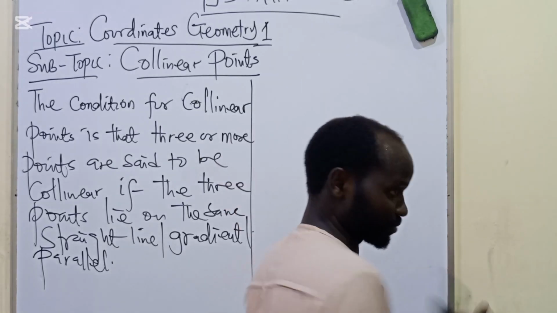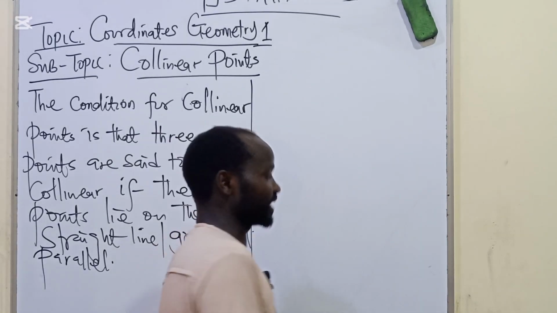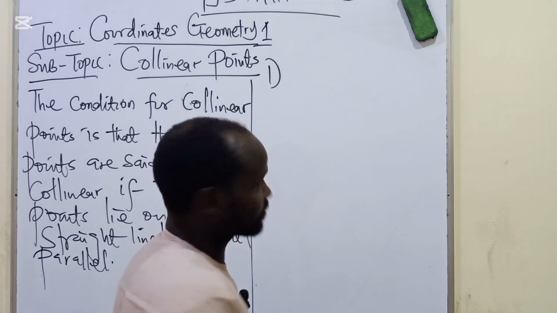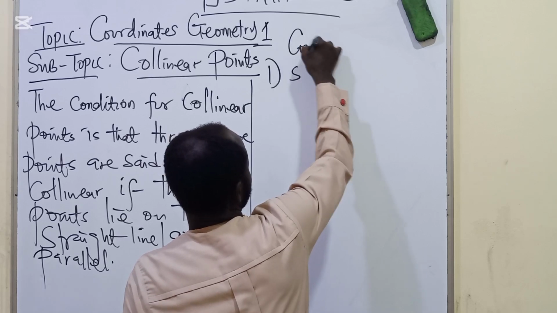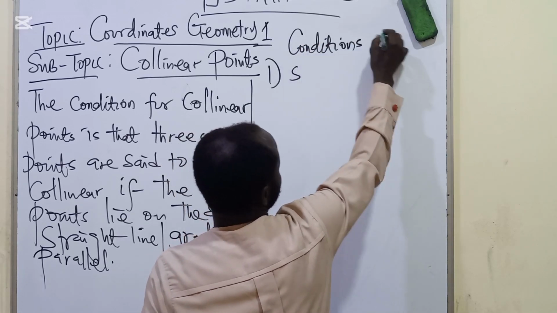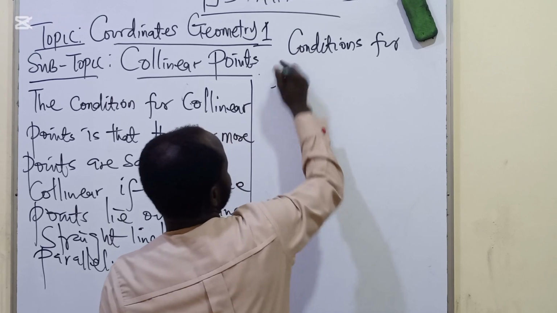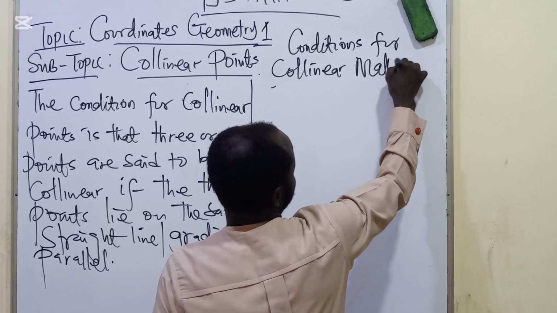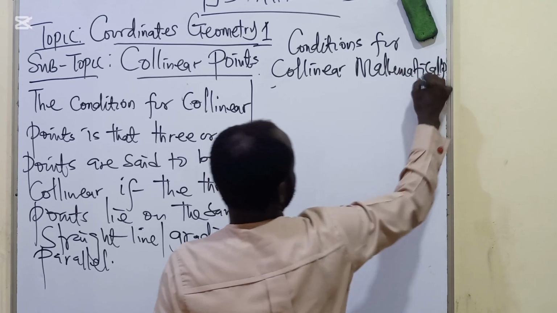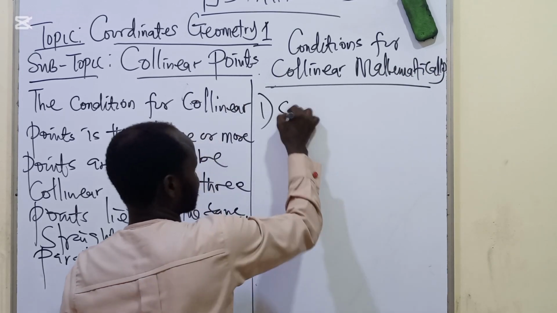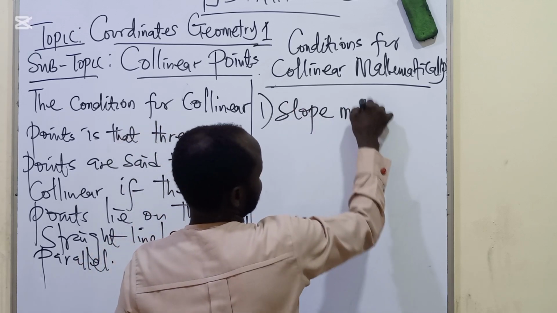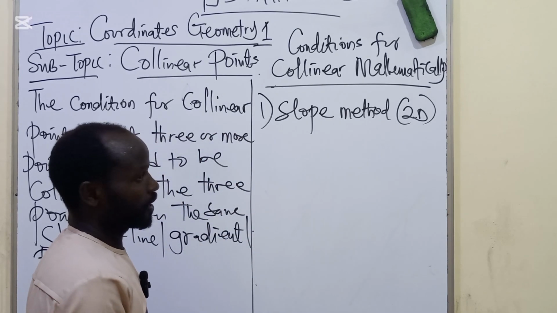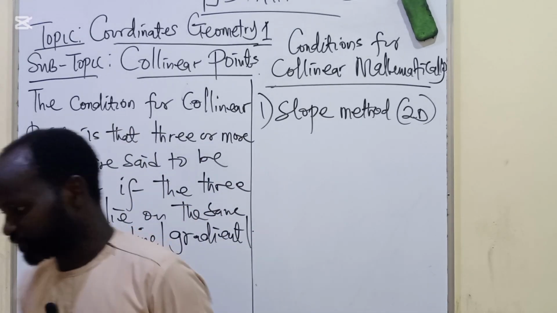Mathematically, there are 3 methods to test for collinearity of a line. The first one, we use the slope method. Let's look at it mathematically. Number 1, slope method. We are looking at 2D now, two-dimensional.